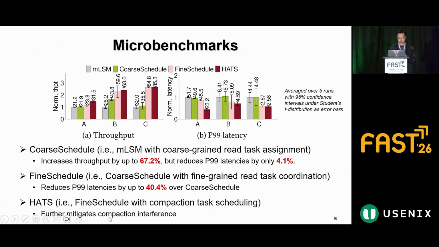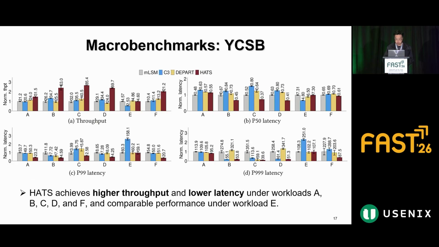So it can mitigate the compaction interference. If we look into the error bars here, these error bars are the confidence intervals. And we see that if we apply HASH here, we can reduce the error bar. So essentially, that means that we can reduce the fluctuation caused by compaction. So that's how HASH achieves load balancing and also reduces the tail latency.